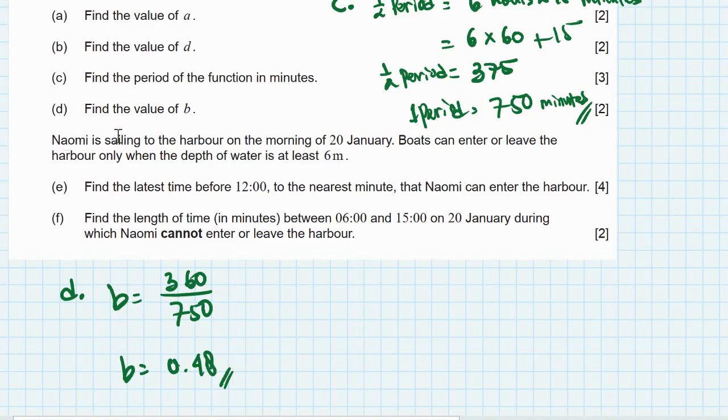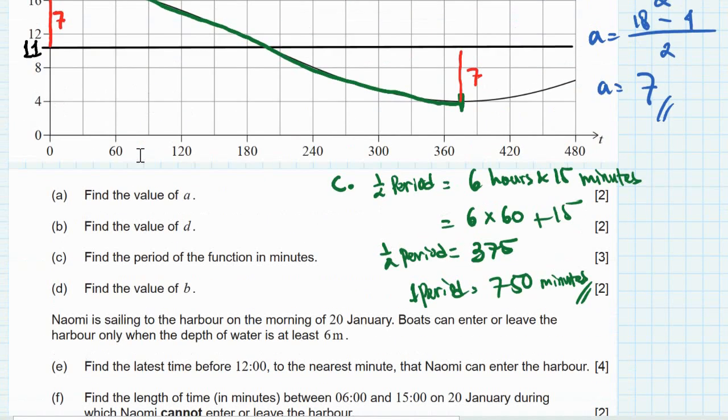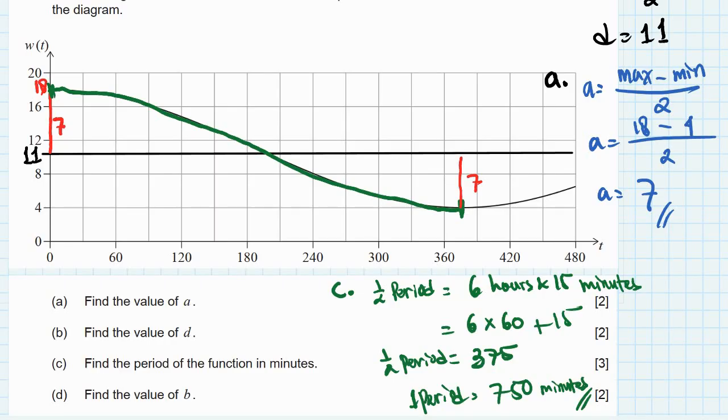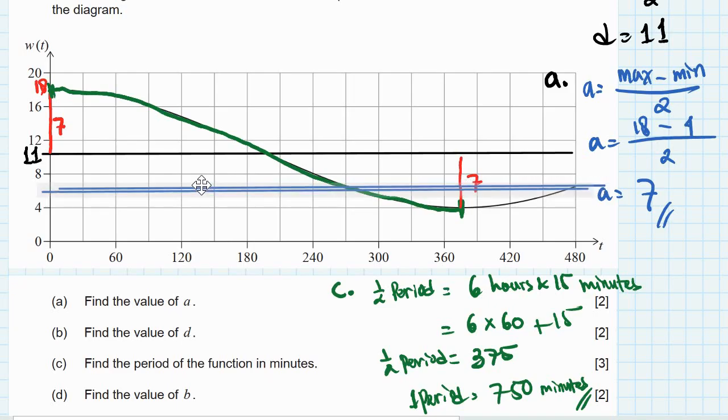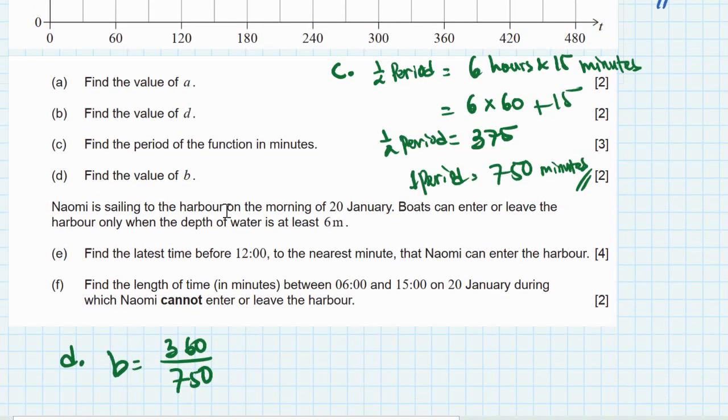Next, we have Naomi is sailing to the harbor on the morning of 20 January. Boats can enter or leave the harbor only when the depth of the water is at least 6. At least 6. So when we make this line, I will make another line. 6 is somewhere around here. Okay, that's good enough. So this is 6. So it can only enter when it is more than 6.